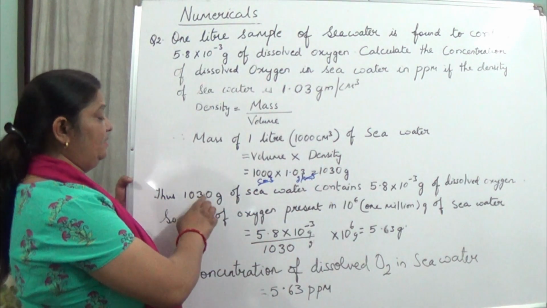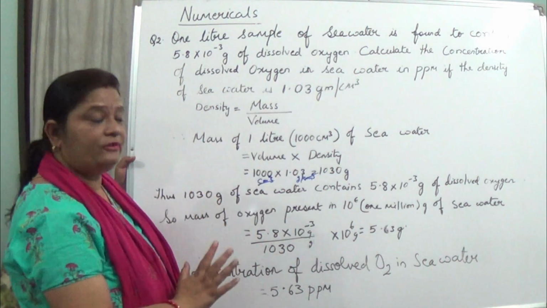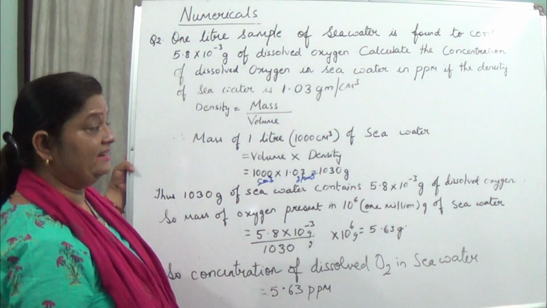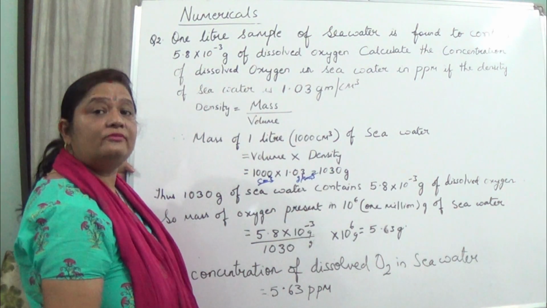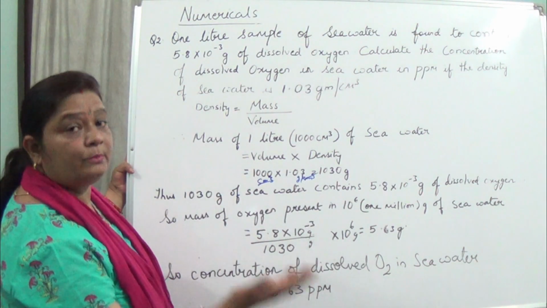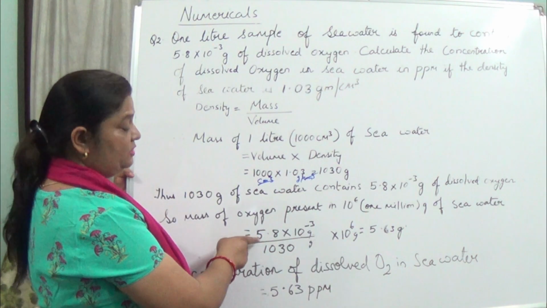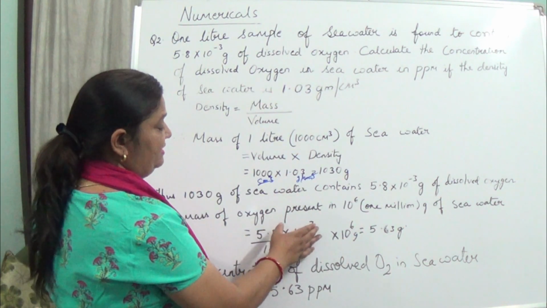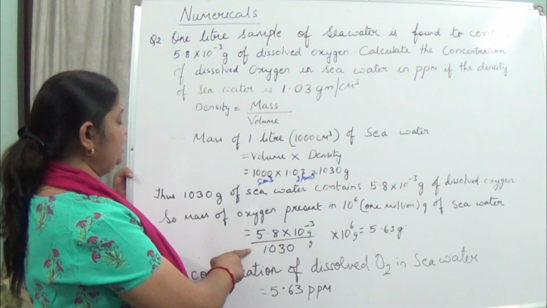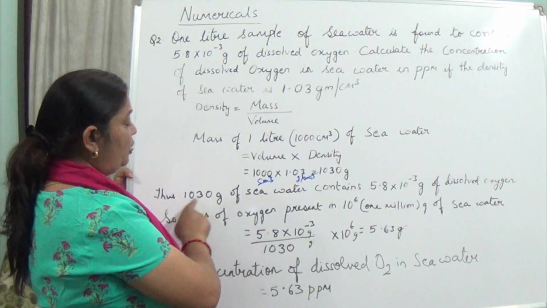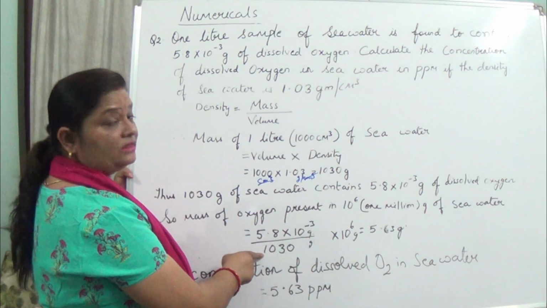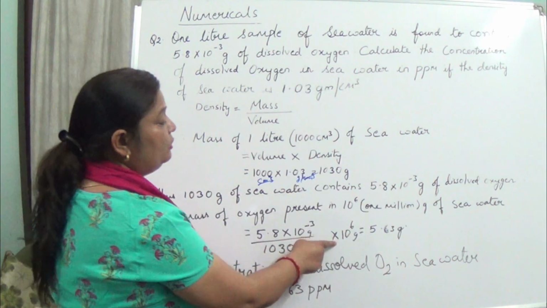If 1030 grams of water contains 5.8 into 10 to the power minus 3 grams of dissolved oxygen, now we will put it in the formula as I have said here. So the mass of the solute is 5.8 into 10 to the power minus 3 grams upon the seawater, the total solution, which is 1030 grams into what?